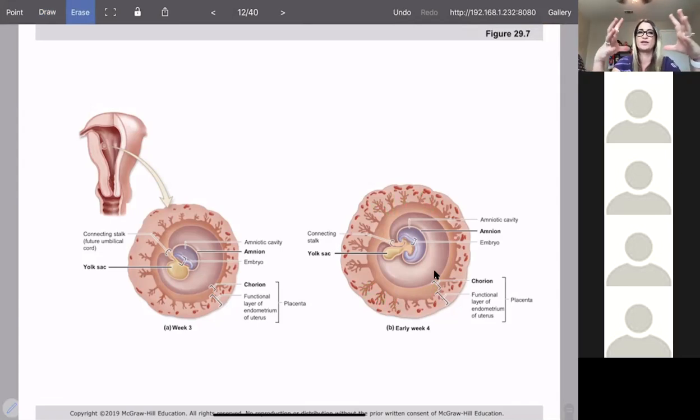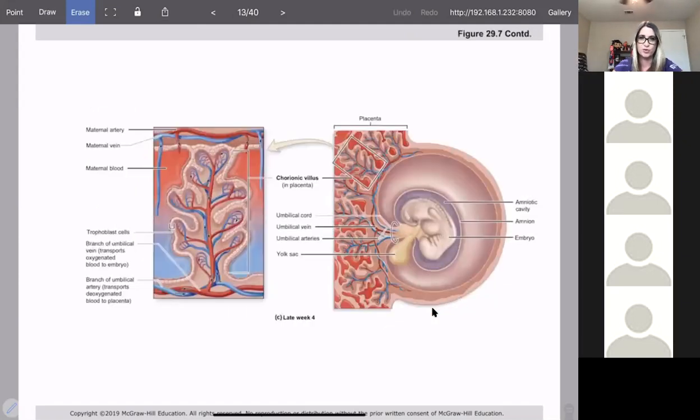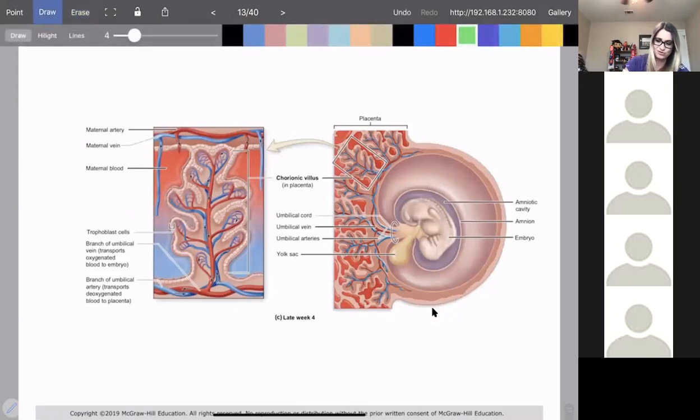So placenta has the maternal side and the fetal side. So chorion will be forming the fetal side of the placenta and kind of blend with the endometrium eventually. Okay. So that's that, and here you can see the chorionic villus. It's so pretty, how they drew it here.